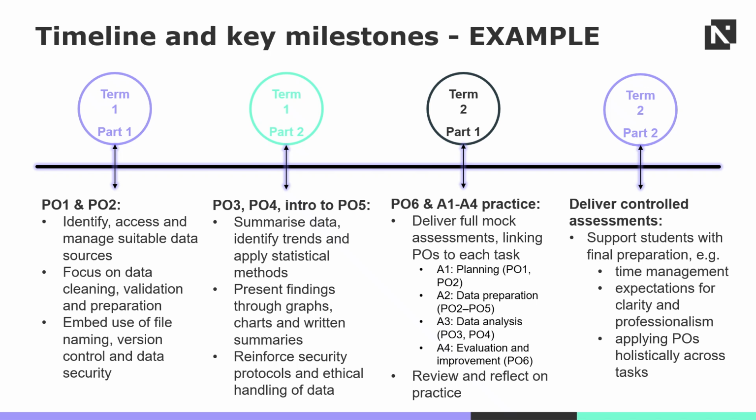And then in the second half of the spring term, from March onwards, it'll be the controlled assessment delivery window. So during this time, deliver the formal occupational specialism controlled assessments 1 to 4 within the NCFE assessment window. Here you can support learners with the final preparation, helping them to manage their time effectively and meet the expectations for clarity, professionalism and completeness of tasks. Ensure learners feel confident applying all performance outcomes holistically across the assessment tasks.